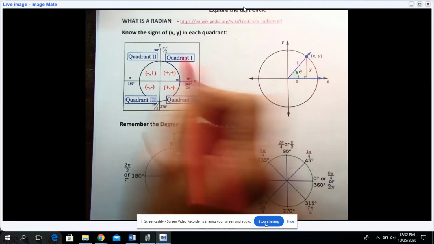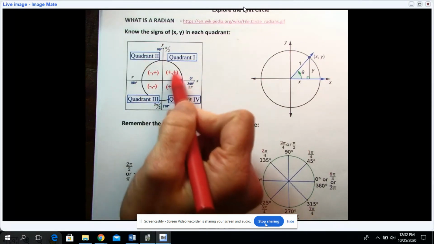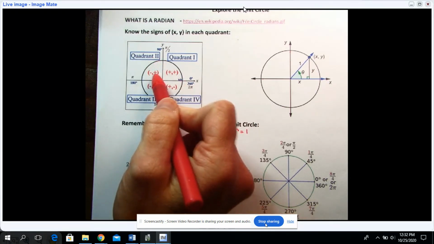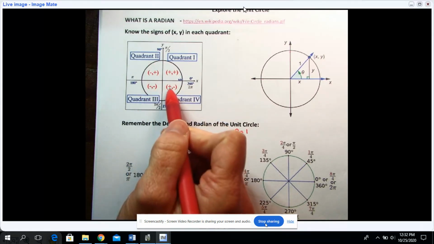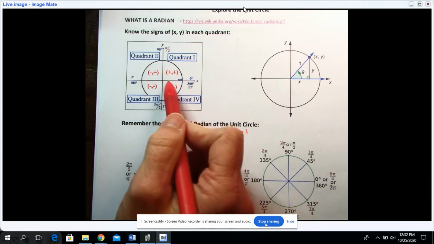Well, you still have your quadrants. Quadrant 1, 2, 3, and 4, just as normal. And then in quadrant 1, the signs are all positive, positive. In quadrant 2, x's are negative, y's are positive. In quadrant 3, x's are negative, y's are negative. And in quadrant 4, x's are positive and y's are negative. So that stuff we should already know.